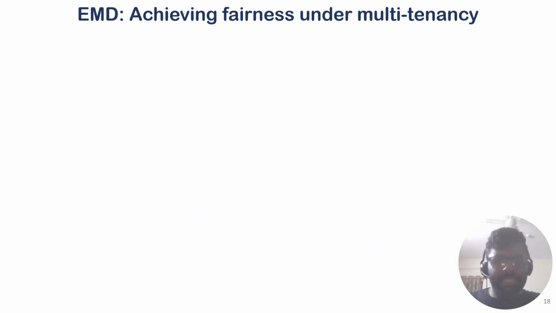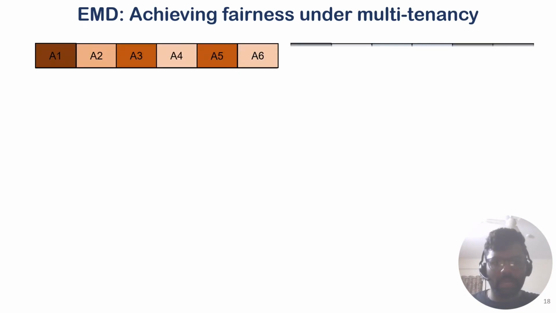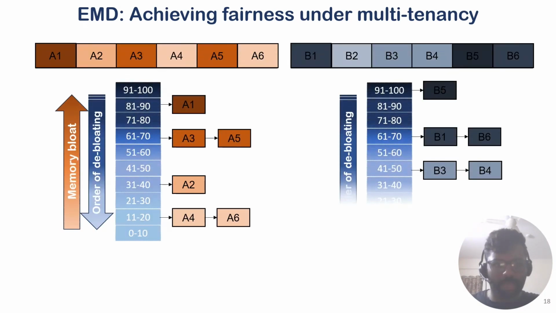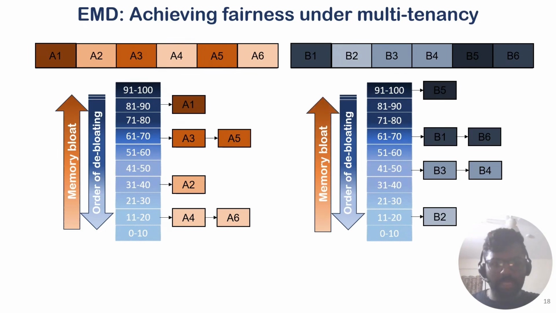Now, under multi-tenancy, EMD debloats memory regions from the same priority bucket across all processes before moving on to the next bucket. For instance, consider two processes, A and B, launched immediately one after the other. Now, if both processes have memory regions in the same priority bucket, EMD will debloat all regions in that bucket for both processes before moving on to the next bucket.